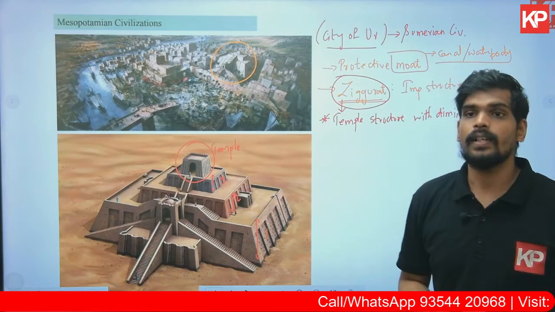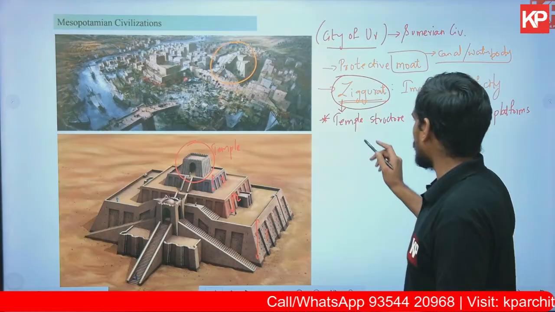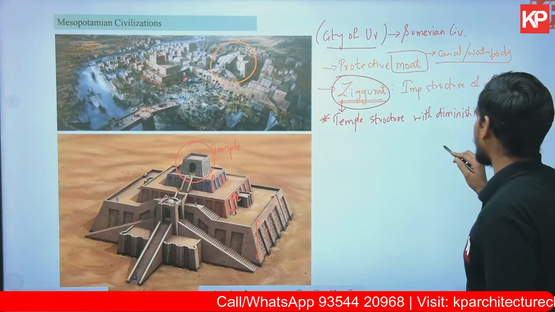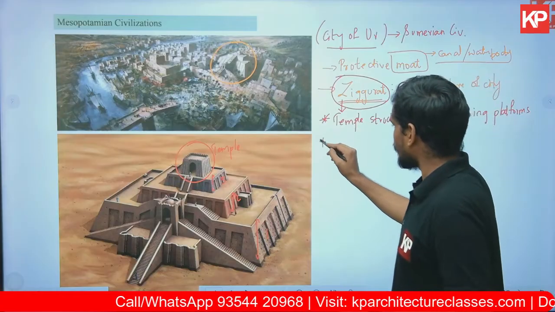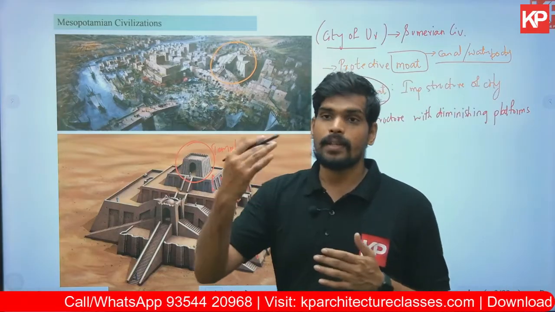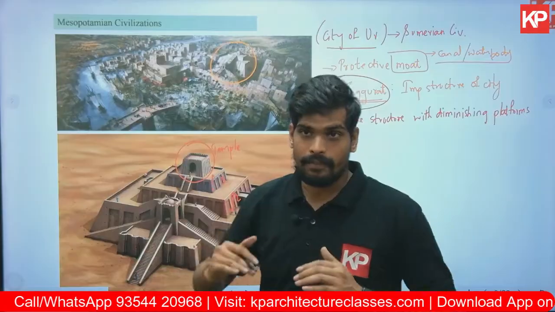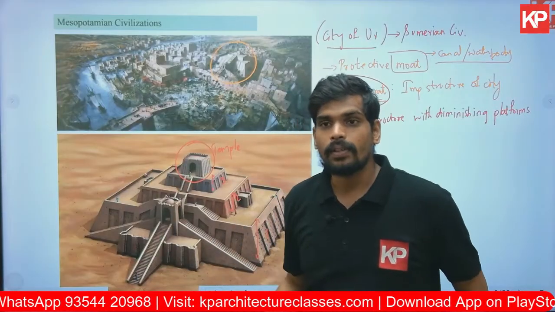The ziggurat of Ur has 3 levels, and so that is point number one. It is a temple structure with diminishing platforms. In the case of the city of Ur, there are 3 levels, right? Second point, now because there are diminishing platforms, it is a temple structure on the top with 3 levels of platforms. It is important to give access.